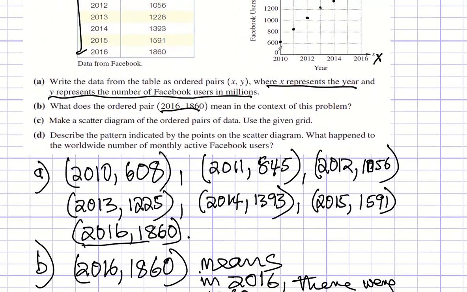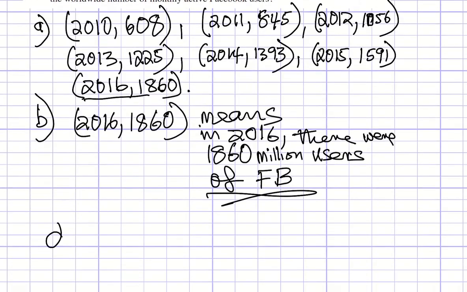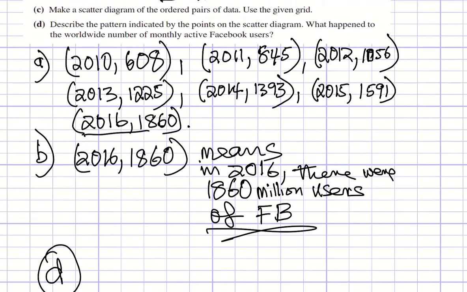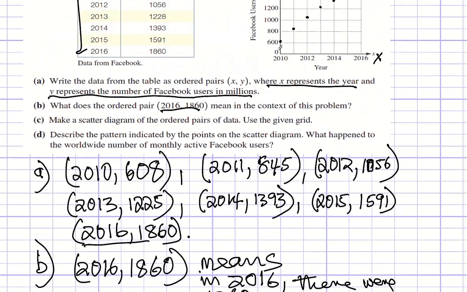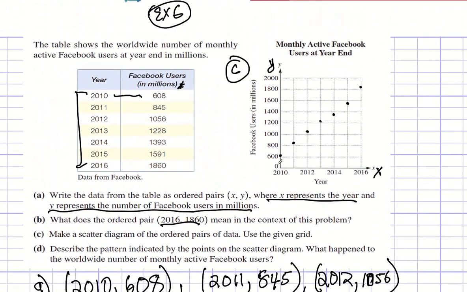Then it says in D, describe the pattern. Describe the pattern indicated by the points on the scatter diagram. What happened to the world number of monthly active Facebook users? It increased, man. You see? So if the pattern is a straight line and it's increasing, the slope is positive, right? So it's linear, almost linear. The number is increasing.